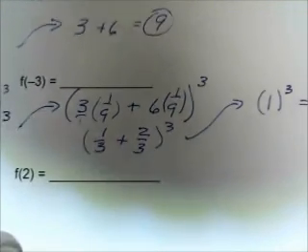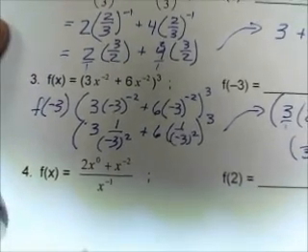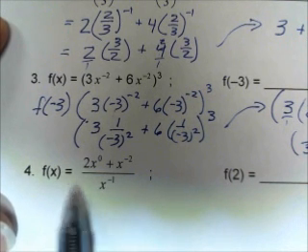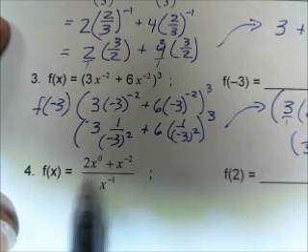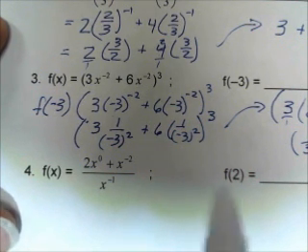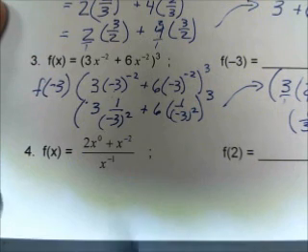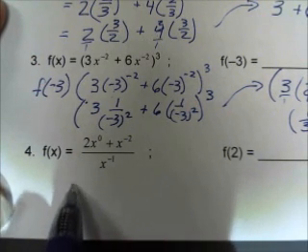And lastly, we have f of x equals 2x to the 0 plus x to the negative 2 divided by x to the negative 1. We want to evaluate f of 2. Well, one thing I would take care of is x to the 0. Anything to the 0 power is 1. Right? So we could take care of that right away. But suppose you didn't see that, we'll go through and make our substitutions.